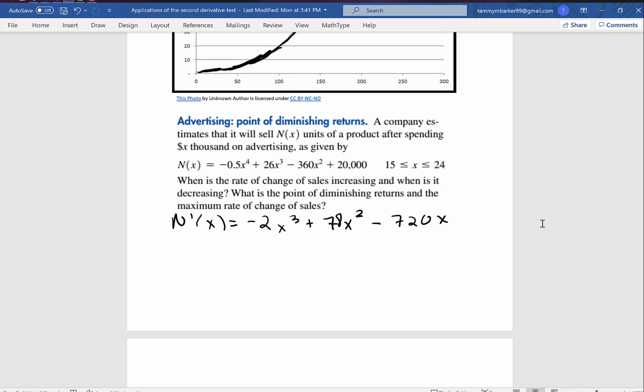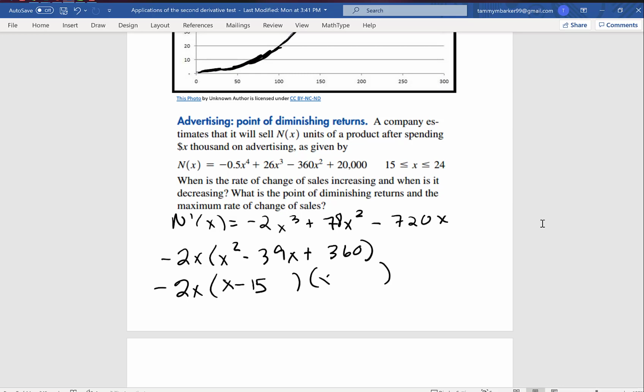Because we want to find when the sales are increasing and when they're decreasing, we will need to find the critical points. So we're going to look at negative 2x cubed plus 78x squared minus 720x and factor out a negative 2x. That'll give us x squared minus 39x plus 360, times negative 2x. And then I'm looking for factors of 360 that give me 39. This can be factored into x minus 15 times x minus 24. Set that equal to 0. You get x is 15, x is 24, and the beginning x is 0.